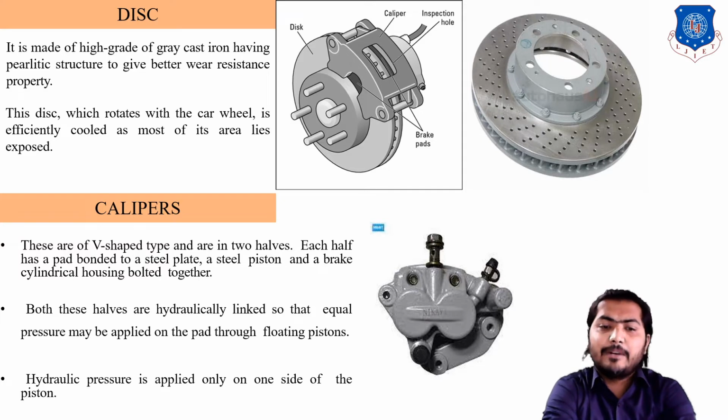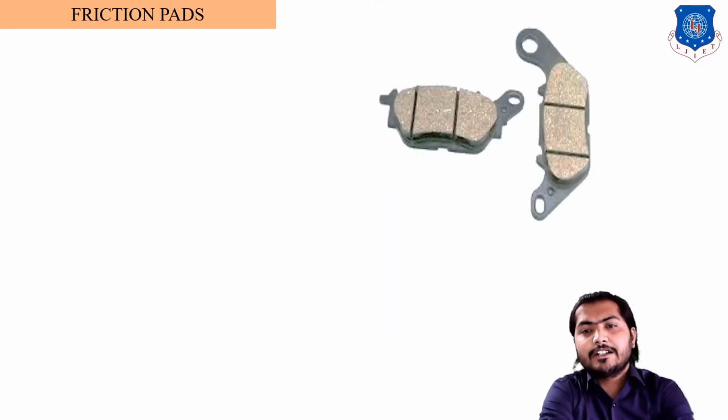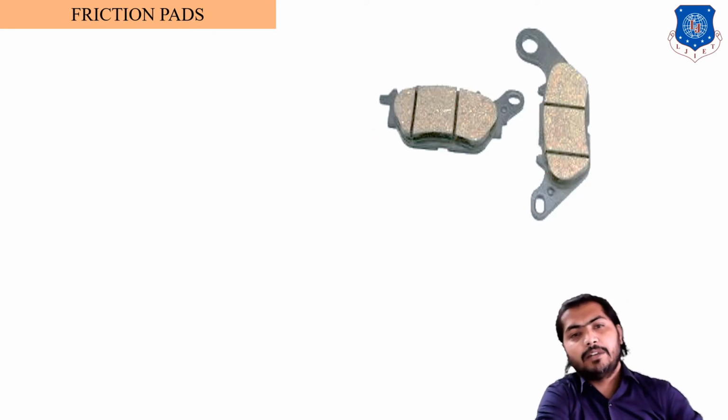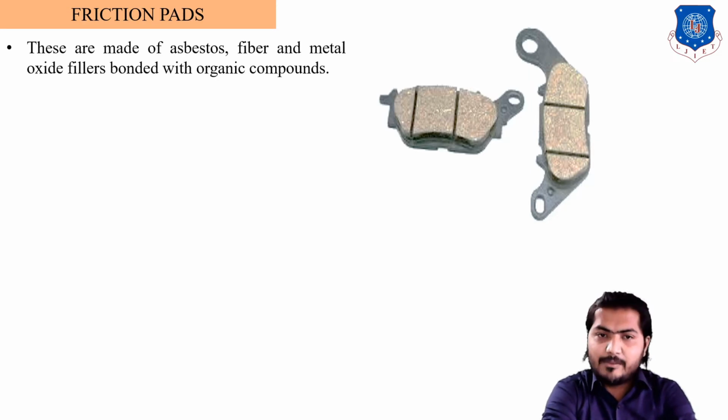Hydraulic pressure is applied only on one side of the piston. This is the friction pad, another component. The friction pads are inside the brake calipers. These are made of asbestos. This material is used for the friction pad: asbestos fiber and metal oxide filler bonded with an organic compound.